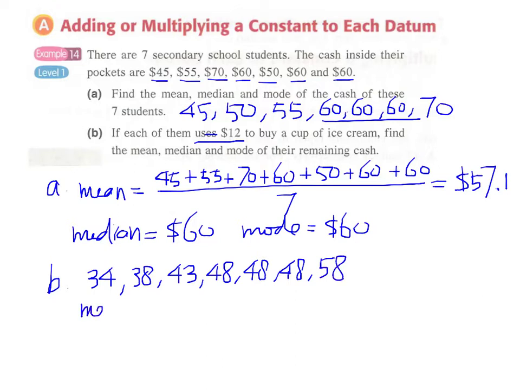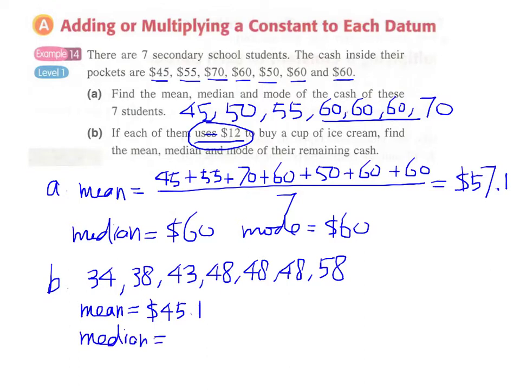And now the new mean can be found in 2 ways. The first one is we just simply add up all these numbers and then divide by 7. And if you use a calculator, then this will be $45.1. But there is a second way. If you compare the new mean and the original mean, it decreases by $12, which is exactly the amount of money which each student used to buy a cup of ice cream. So actually we can also check the median.